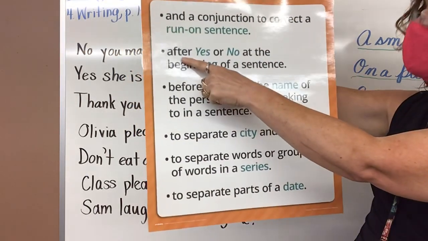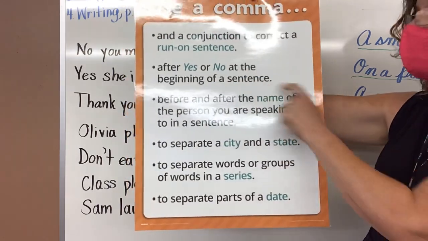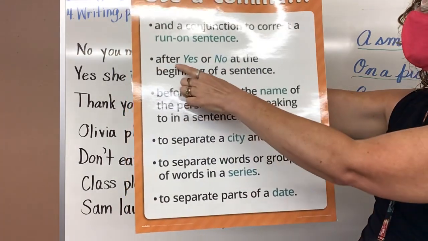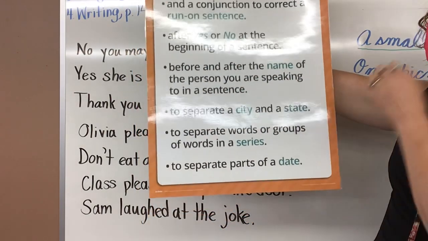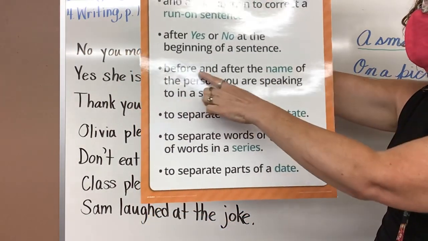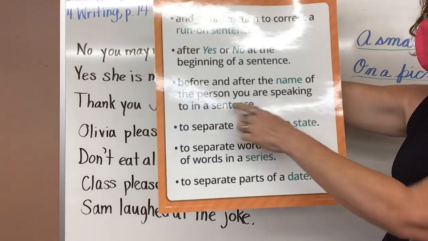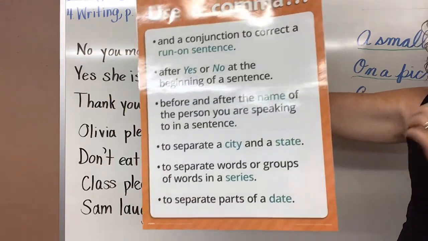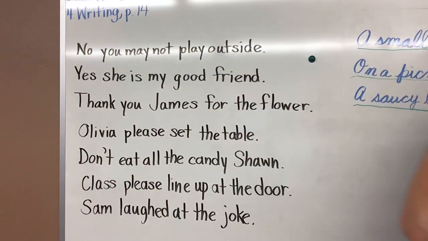The new comma rule we're going to learn is after yes or no at the beginning of a sentence. Everybody read that. After yes or no at the beginning of a sentence. And then before and after the name of a person you are speaking to in a sentence. Now we actually call this direct address. If I'm going to address you, that means I'm going to call you by name. All right?